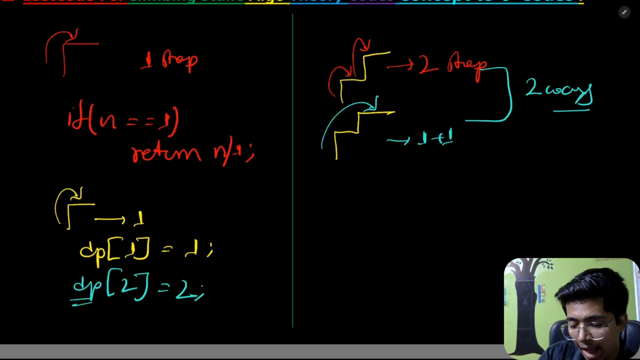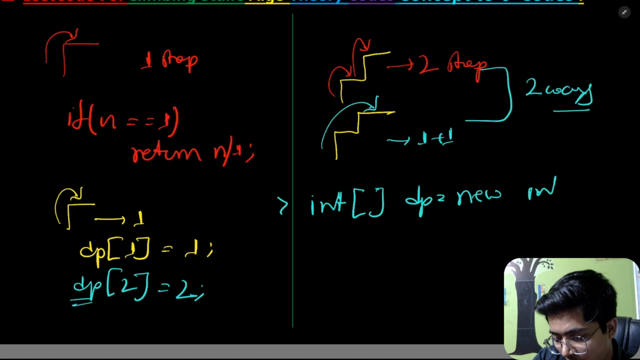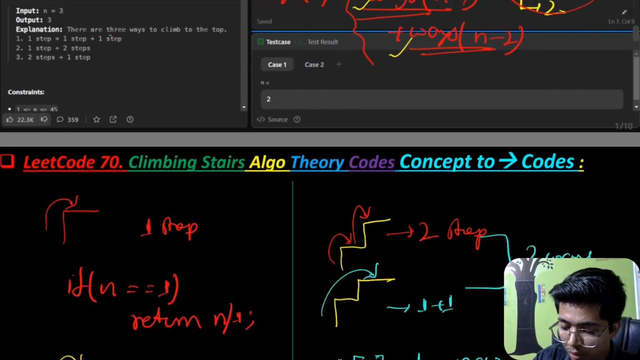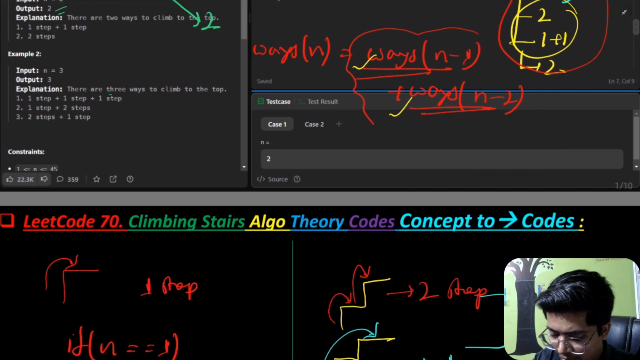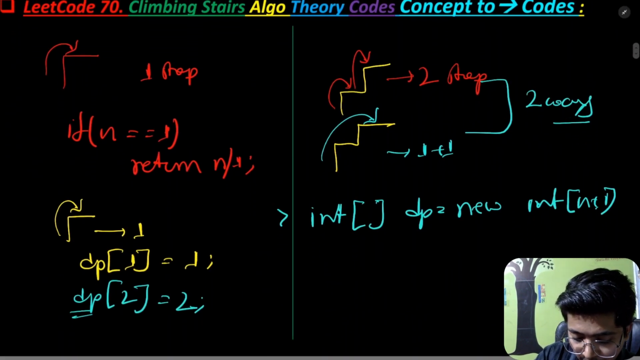And dp is nothing but an array that we initialize. So we can initialize it like this: integer array dp equals new int of n plus 1. So we have initialized it. That was our base case, and now these are the checking cases.